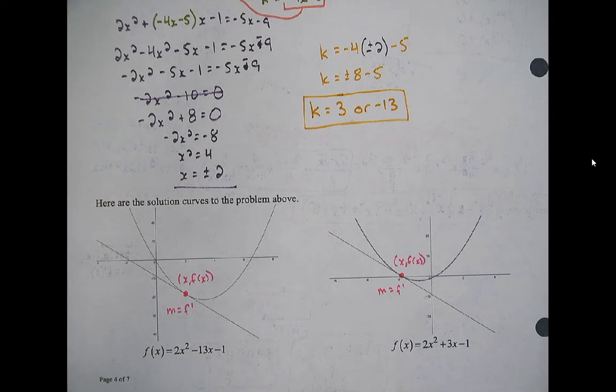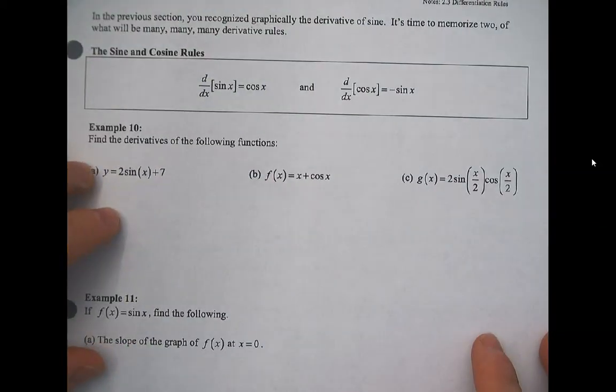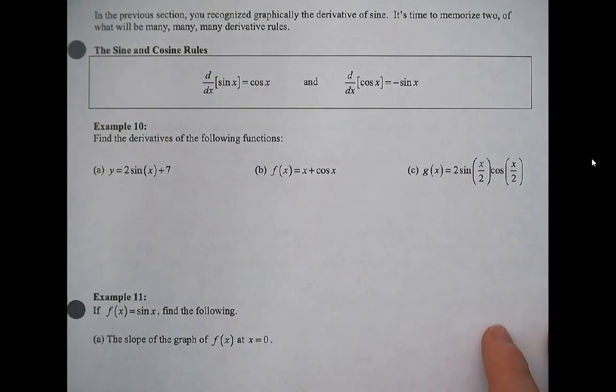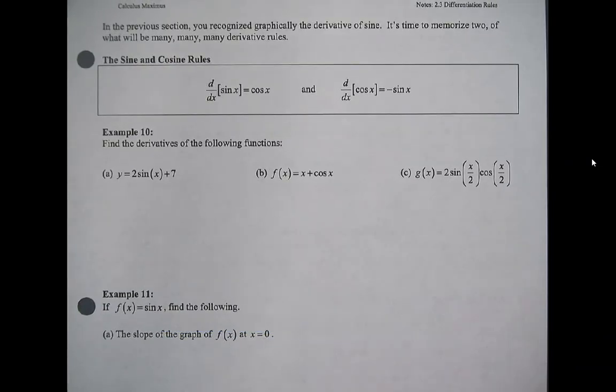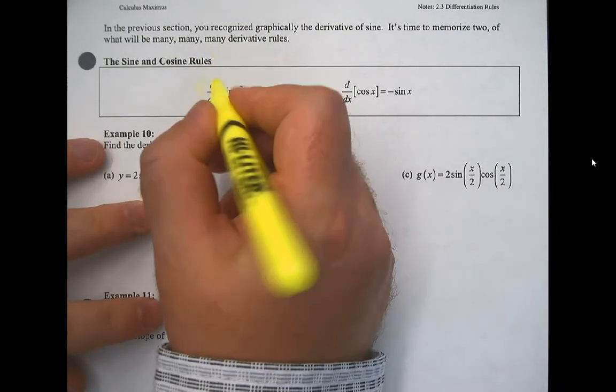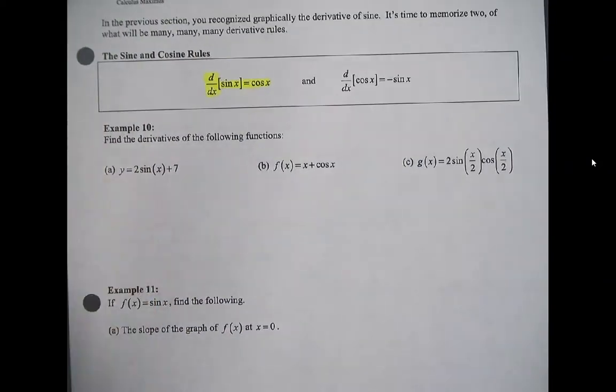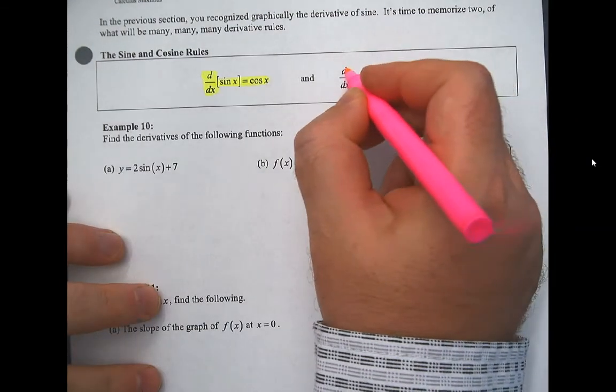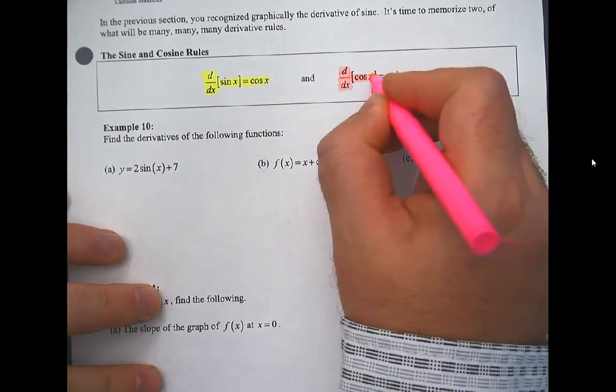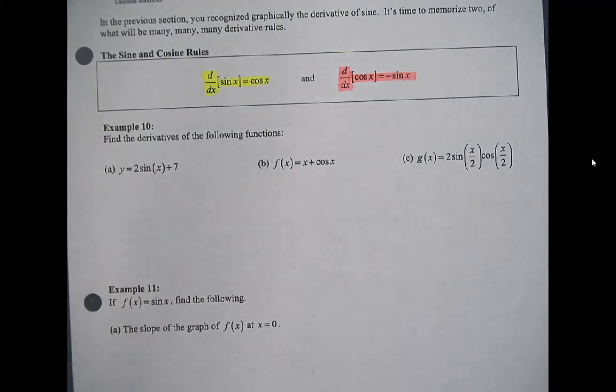All right, let's do some trig here. If you remember from before, we figured out that the derivative of sine was cosine, and the derivative of cosine was negative sine. These are worth memorizing. We do them so much, it's hard to believe anybody wouldn't just automatically memorize them, but if you haven't memorized these yet, it's time. The derivative of sine is cosine. The derivative of cosine is negative sine.